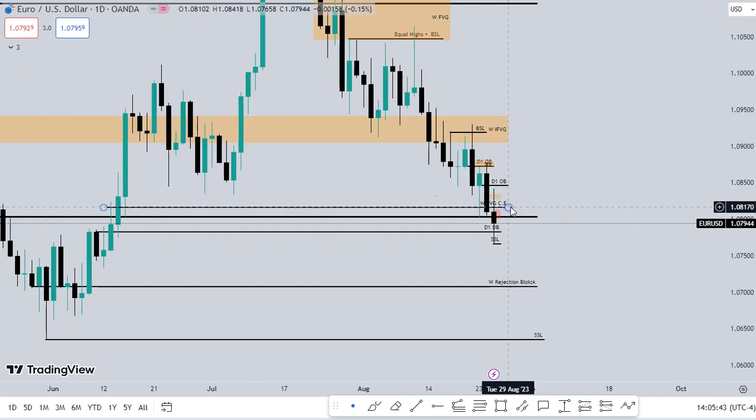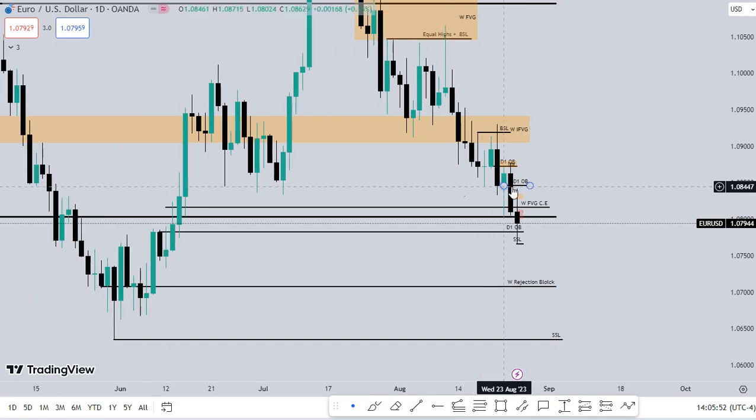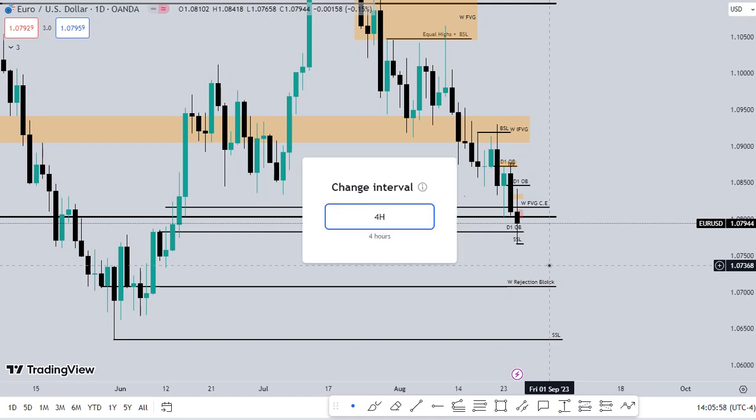If this weekly fair value gap consequent encroachment doesn't hold, then the next level can be this daily order block on the daily time frame, and then we can expect lower prices for the week. Now we go to the 4-hour time frame.